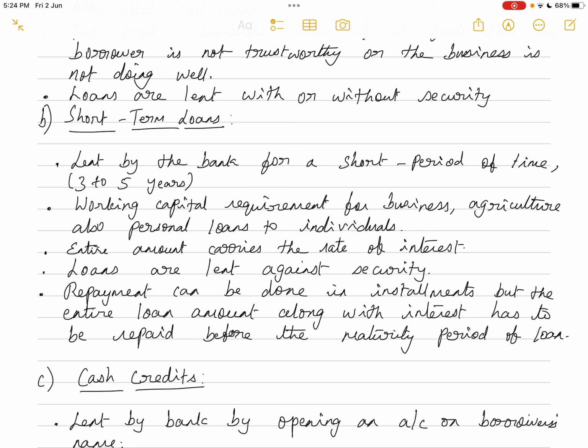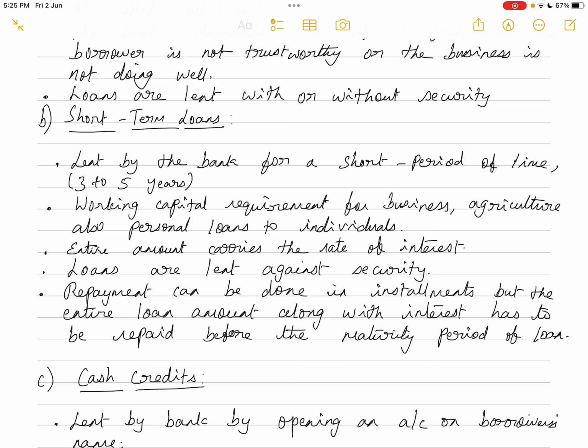See, that means the customer can repay the loan in installments. Let us assume the loan period is for a period of 5 years. Okay, so within this 5 years the principal amount along with the rate of interest has to be repaid by the customer within this 5-year period. Okay, so that is a short term loan.